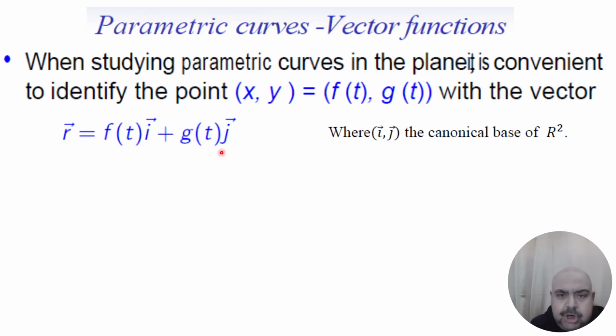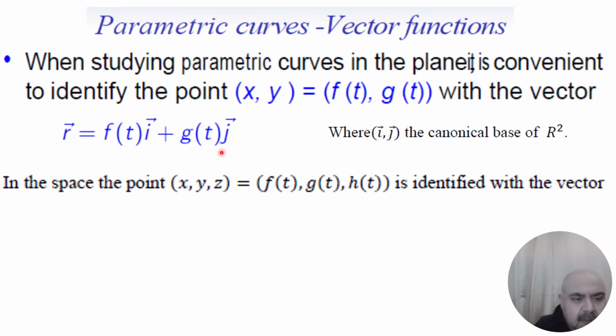Of course, i and j represent the canonical basis of R2, the main reference as we talked about previously in linear algebra. And I'm sorry, I have to say that, as you can see, we cannot survive without the knowledge of linear algebra, which is involved in almost everything.